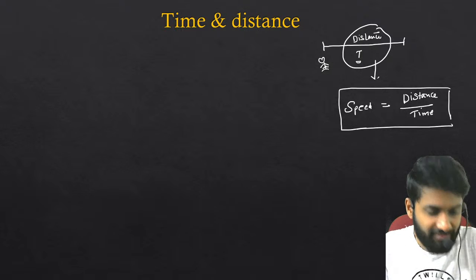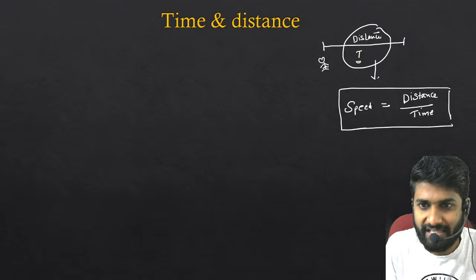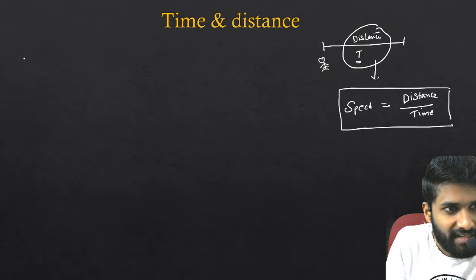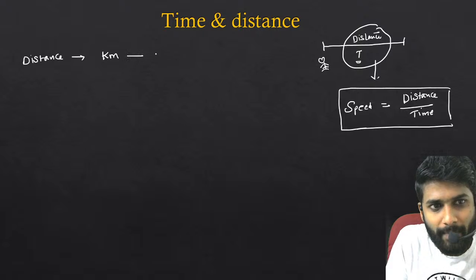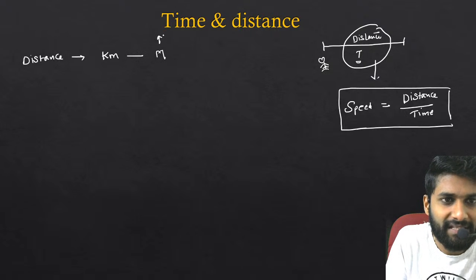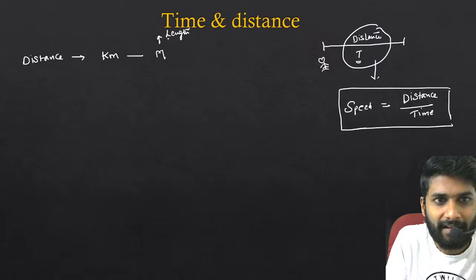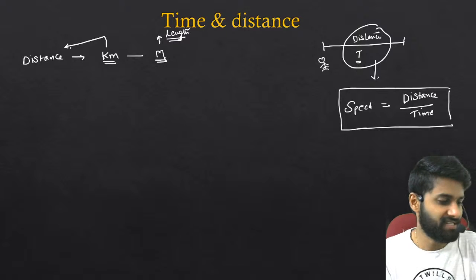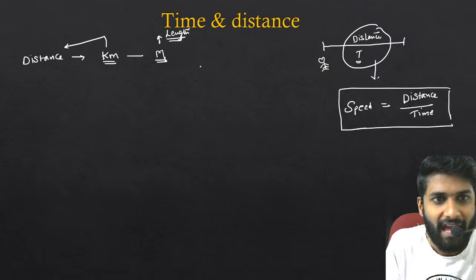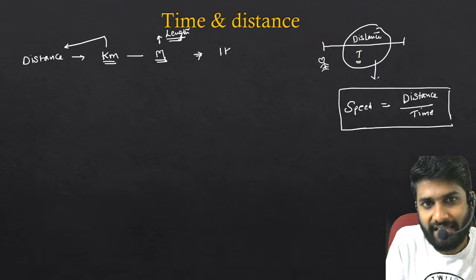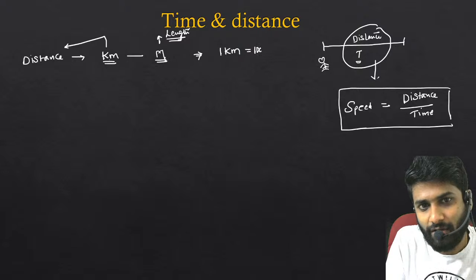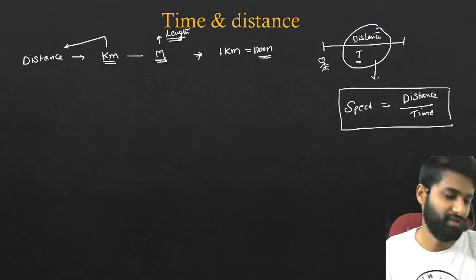Now, initially we focus on the basic units for distance, time and speed. First, distance. Distance we can measure in either kilometers or meters. Meters is defined as a length. Kilometers is related to the distance term, meter is related to length. And we have one conversion: kilometer can be converted into meters. 1 kilometer is exactly equal to 1000 meters.